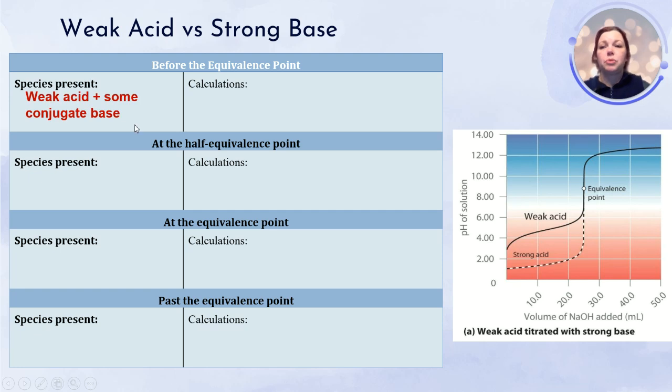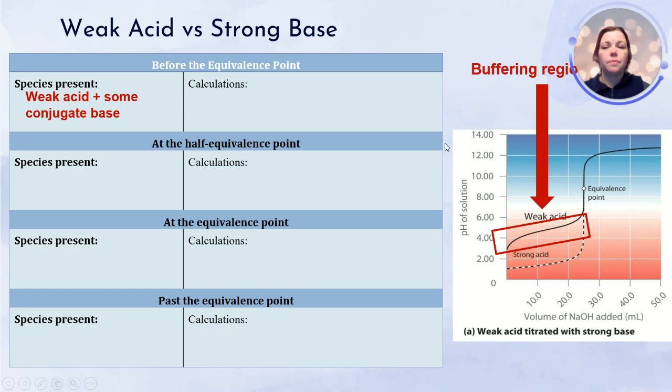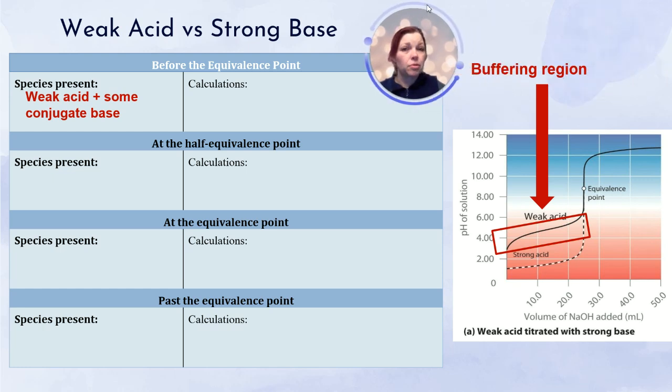So first of all, your species present before the equivalence point, so in this range over here, would be a weak acid and some conjugate base. So because you have both of those present, that means you have a buffering region. Okay, so this portion of your graph is acting like a buffer. And that's why it has the shape that it does. You don't see a sharp increase in pH in the same way that you do when you have a strong acid, strong base titration, because you have this buffering region.